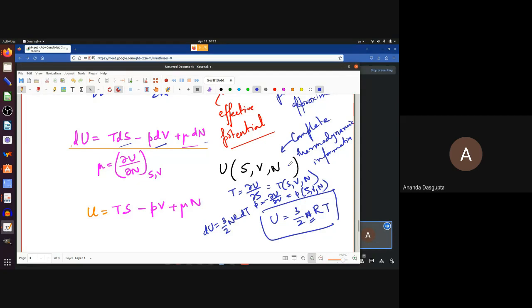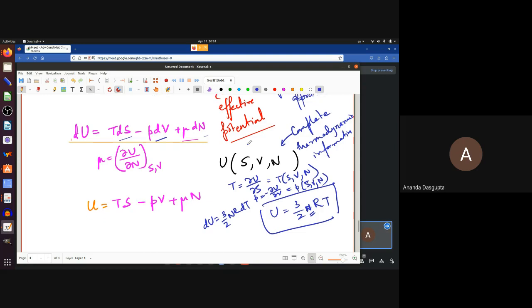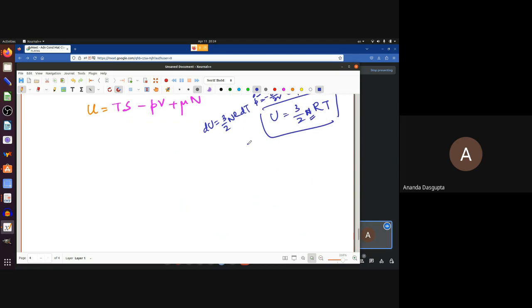In other words, this alone can only tell you things like what the heat capacity is. I can tell you how internal energy changes when temperature changes. But from this equation, you cannot figure out that PV is equal to nRT. But if you were given U as a function of S, V, N, from that you can figure out everything that you can want to about the system. That is why you say U is a function of S, V, N. Otherwise, it's a stupid statement to make, right?